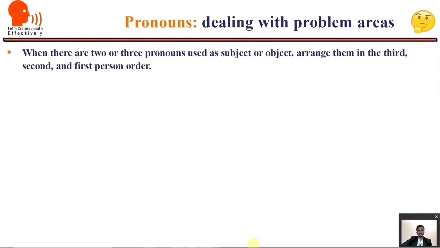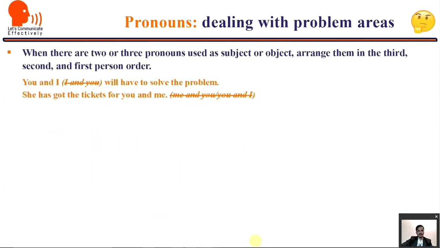Dealing with problem areas: when there are two or three pronouns used as subject or object, arrange them in the third, second and first person order. Look at the example now. You and I will have to solve the problem. You cannot use I and you. Why? Because what is the rule? When there are two or three pronouns used as a subject or object, arrange them third person first, then second person and then first person. That's why it is second person you and then I, not I and you.